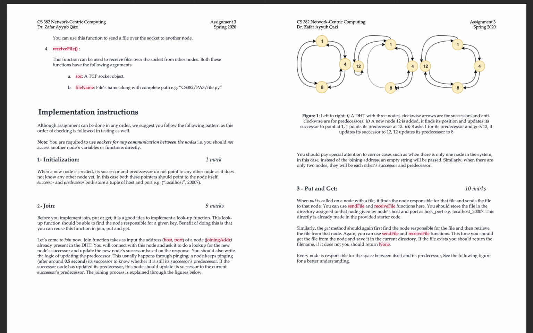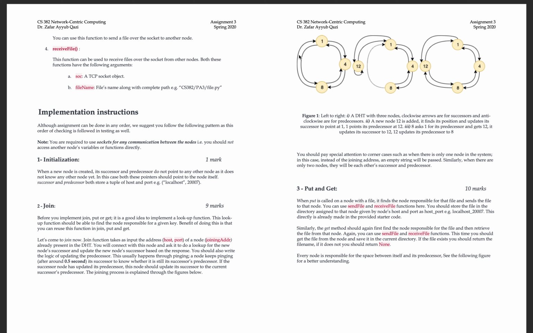So now how will 8 know that its successor has been updated? Because now in this ring, 8 needs to point to 12. So for that you need to implement another function, which would be for pinging. What happens in pinging is that 8 will continuously ask its successor whether its predecessor has been updated or not.